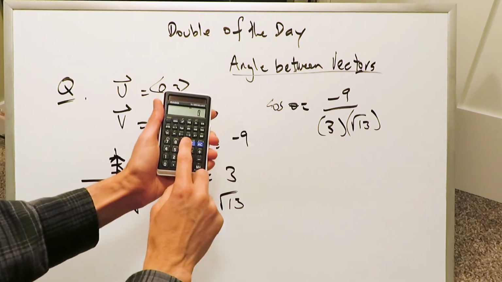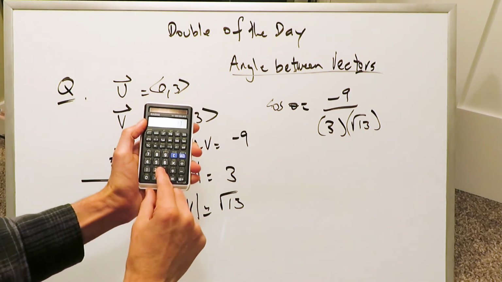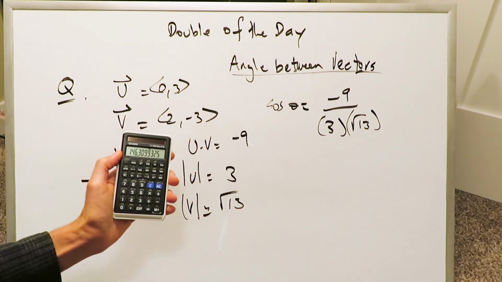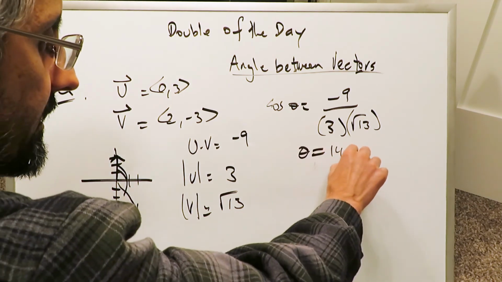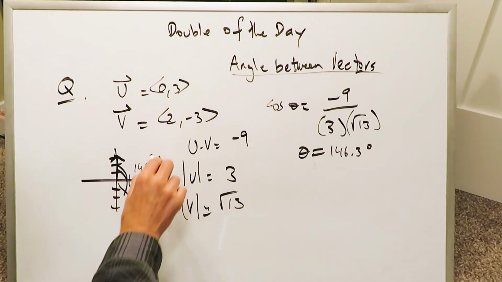And theta is going to be inverse cosine of that quotient. Let's do it. We have negative 9 divided by 3 times root 13. And now I'm going to do inverse cosine of that. I get 146.3 degrees. Theta is equal to 146.3 degrees. Right here, 146.3.